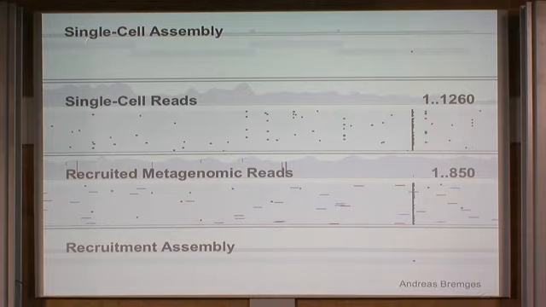And that's the result. So here you see a single cell assembly up here. It's pretty fragmented. These are the single cell reads, again, with the bias in the coverage. But when we take these reads and match them against the metagenome reads, and you look at the recruited metagenome reads, the coverage is much more even. And if you assemble these reads, you get just one contig from this example.